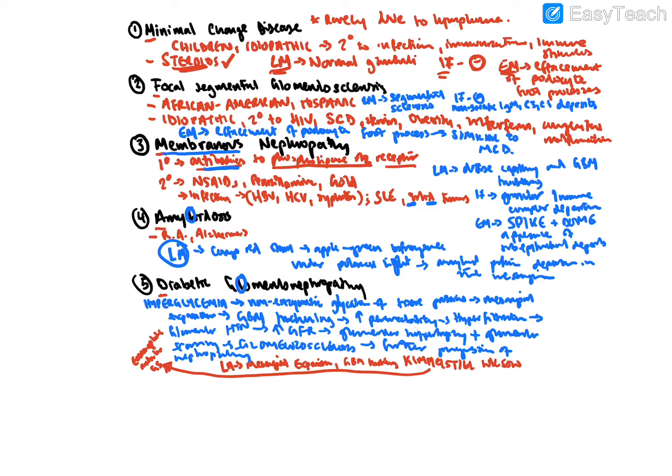Light microscopy, you can see diffuse capillary and glomerular basement membrane thickening, membranous thickening. Next, on immunofluorescence, you can see a granular appearance due to immune complex deposition. Remember, antibodies, immune complex. On electron microscopy, you can see the spike and dome appearance. For membranous nephropathy, spike and dome appearance. Okay, amyloidosis.